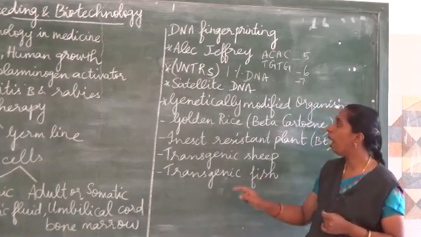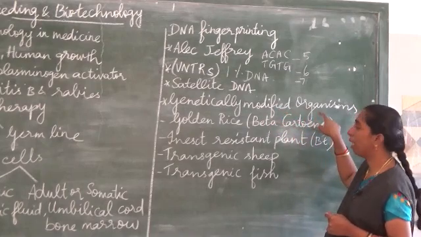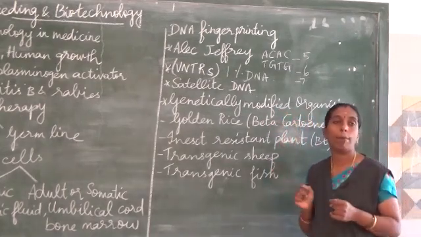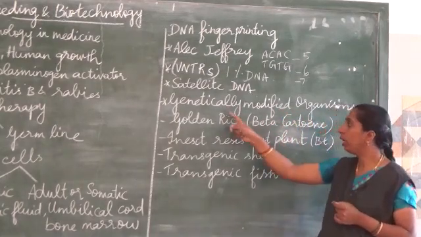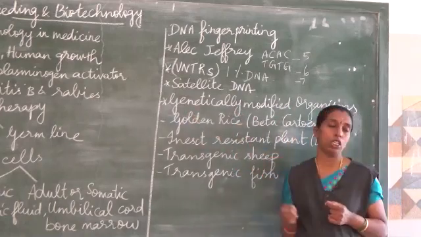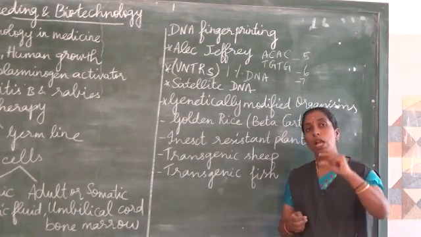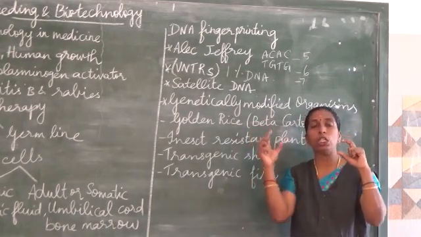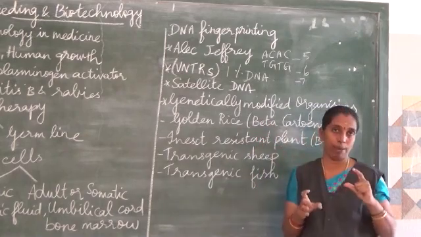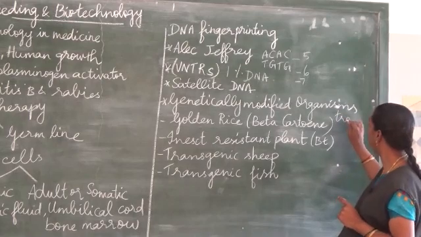So now next, we are going to learn about genetically modified organisms or GM organisms. Using genetic engineering, as I told you, the desired gene is incorporated in the plasmid. That incorporated gene is called the transgene.